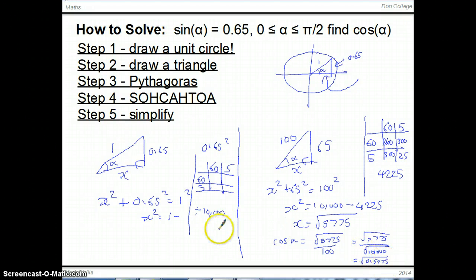0.5775, or rather I'm going to get x squared equals 1 minus 0.4225, which is 65 squared divided by 10,000. So x is the square root of 0.5775, and we know that cosine of alpha is the base of that triangle, which is what we've just worked out here. So there we go, two ways of getting that answer.